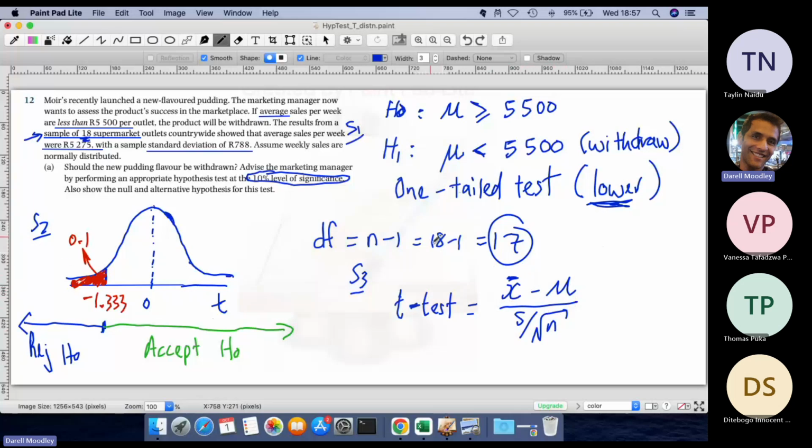Mu, like we did in the previous question, is what is in H naught, which is 5,500. Sorry, that's your mu. Your mu is 5,500. X bar is your sample mean, and if you read your text, it tells you that your sample mean is 5,275. That's the average of the sample that they took. So your X bar is 5,275.